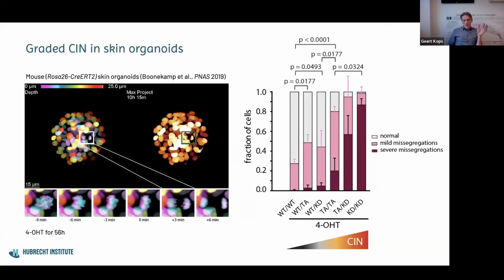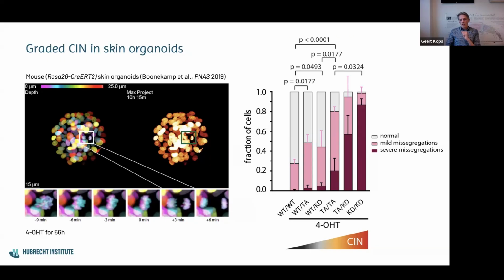So first, of course, we had shown that this model does exactly what it is supposed to do in the intestine. Basically, the different mutations cause different degrees of CIN. So we wanted to make sure that this is also the case in the skin. So what we did here is we made skin organoids from these mice, induced the mutations, and then quantified by live imaging of these organoids going through cell divisions, the degree of missegregations.